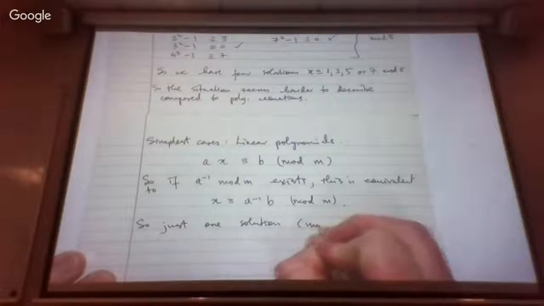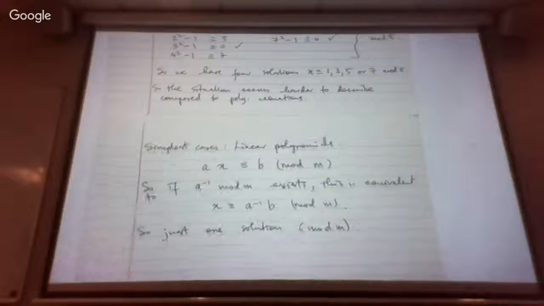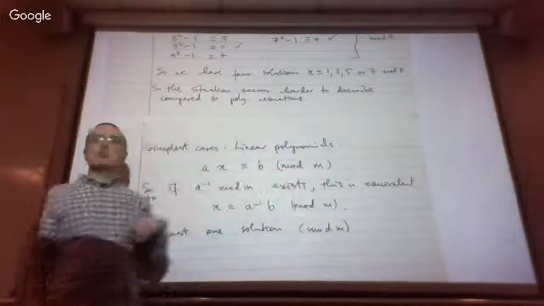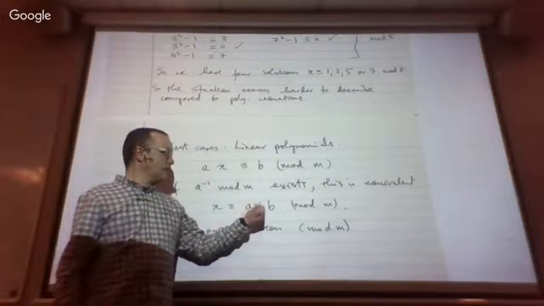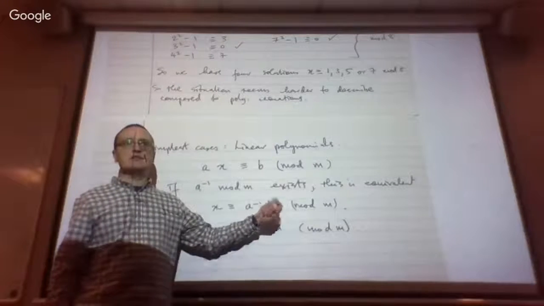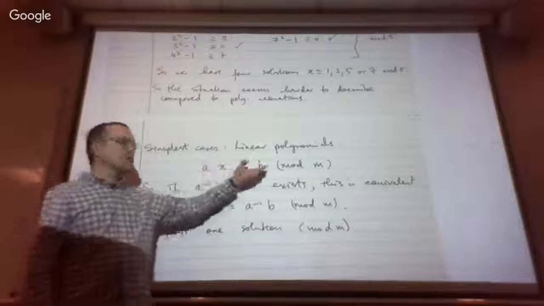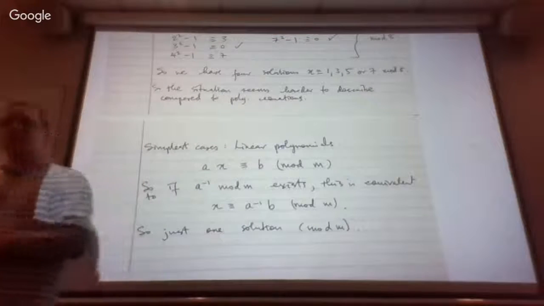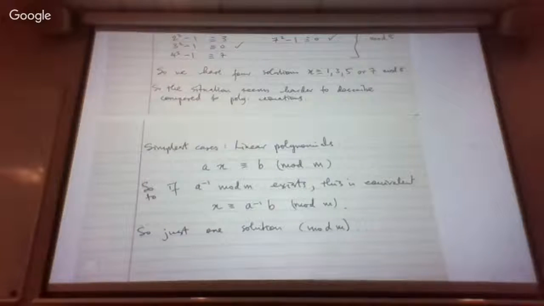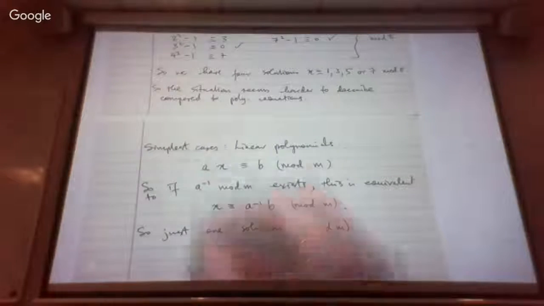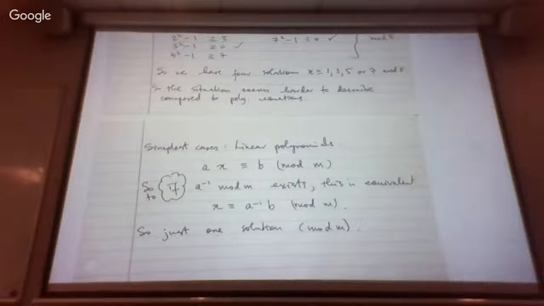There's only one solution modulo m. There's only one congruence class modulo m which solves this problem, and it's the congruence class of a inverse times b, whatever that is. If we knew what the a and the b were, we could work out what a inverse times b is. But of course, this only applies if a inverse mod m exists.